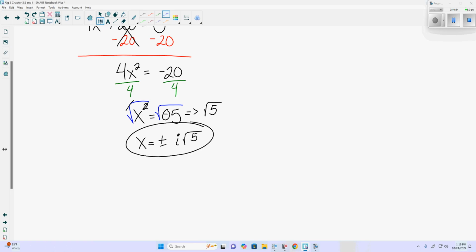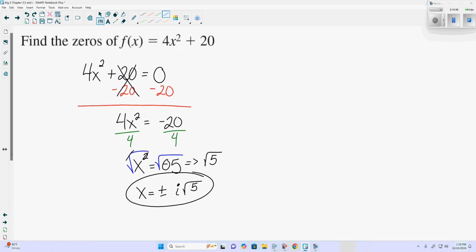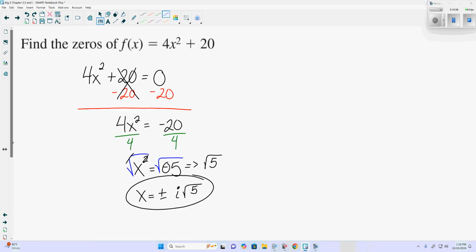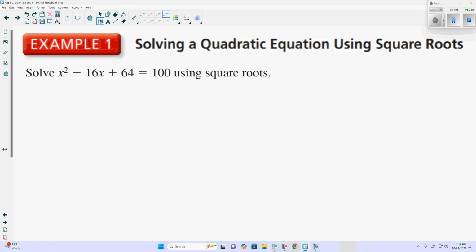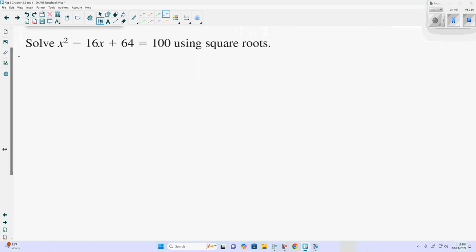All right. As we've seen up to this point, square root method works well on some. Factoring works well on some. Graphing works well on some. And we don't have a method that works for all of them. And that's really what we're going to start looking at today, is a method that will work for any and all quadratics. Now we want to solve this here, x squared minus 16x plus 64 equals 100, using the square root method.